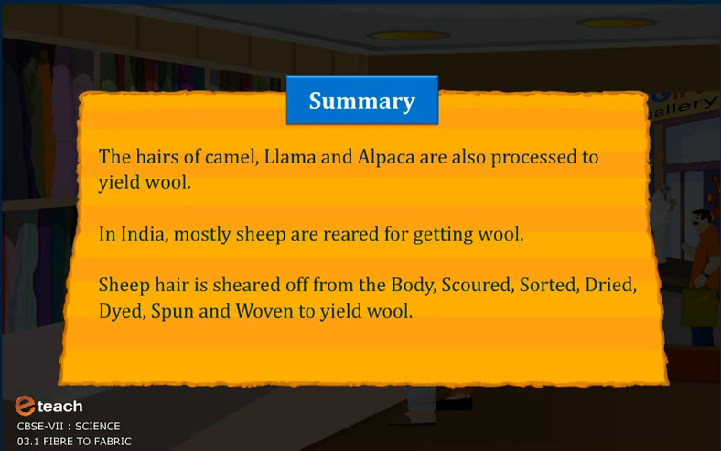Summary: the hairs of camel, llama, and alpaca are also processed to yield wool. In India, mostly sheep are reared for getting wool. Sheep hair is sheared off from the body, scoured, sorted, dried, dyed, spun, and woven to yield wool.